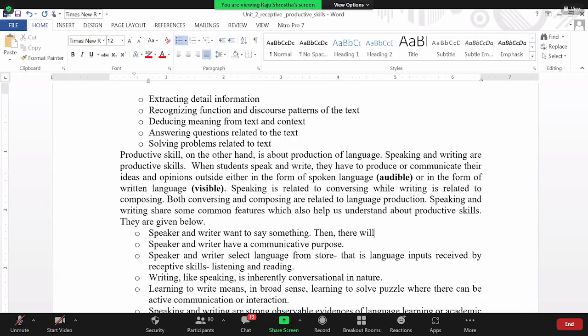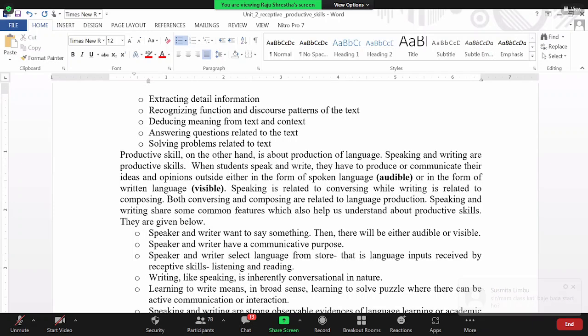There will be either audible, सुनिन्छ, or visible, देखिन्छ. So when we say something, when we express something, then that is audible or visible. So they are productive. Speaker and writer have a communicative purpose, they have to communicate. Speaker and writer select language from store, that is language inputs received by the receptive skills, listening and reading.